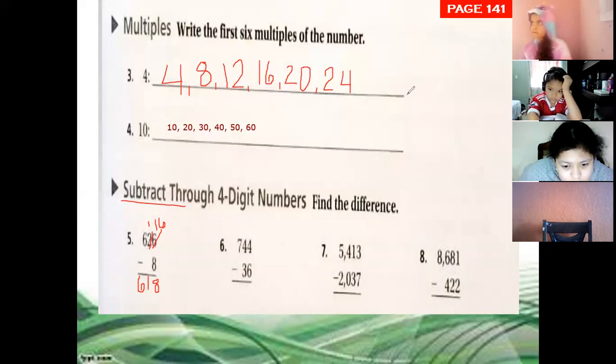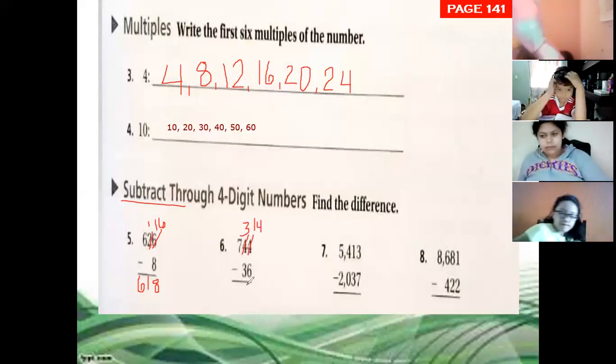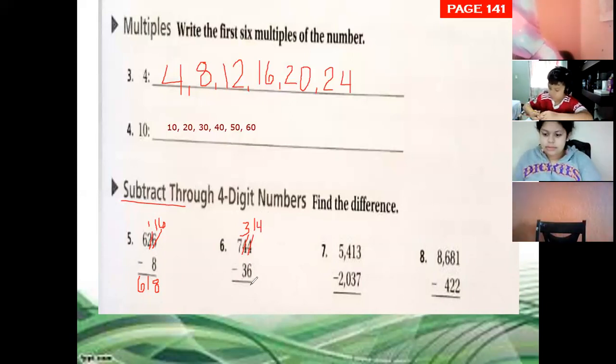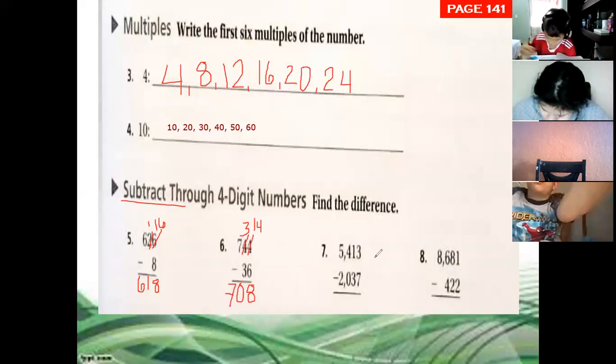The next one, 4 minus 6. 4 minus 6, class, is it possible? No. What do I have to do? Regroup. This is 3. This is 14. 14 minus 6, 8. 3 minus 3, 0. And I just write down the number 7. 708.